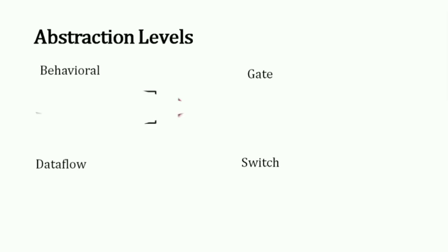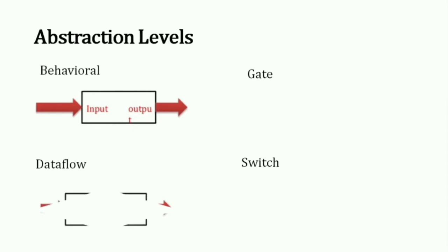Coming to the behavioral abstraction level, we don't need to know what circuit or hardware we are using, or how it is interconnected. We will write only the algorithm type of code, such that we give some inputs and get the outputs. We need not know what circuit hardware is present inside that module.